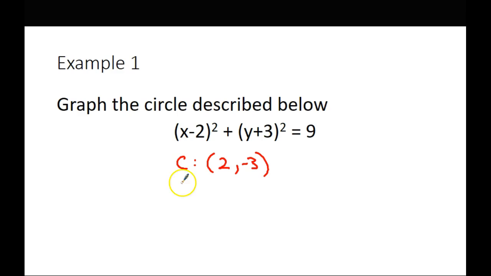My radius can be found by taking this number over here and square rooting it. So my radius is 3. The reason being because this is actually r squared, right? So if I want just r, I would have to take the square root of it. For the center, they're both opposites. Yep. On this one, they're both opposites. And then we can graph.